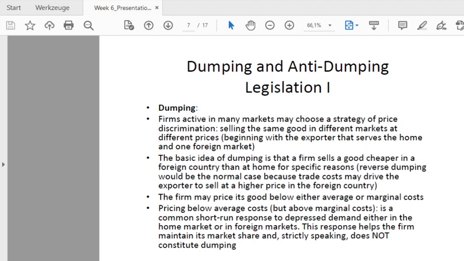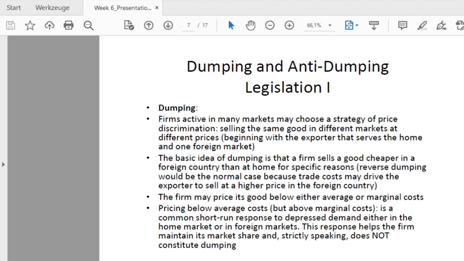So, you have an exporter that is also a producer and serves the home market and the foreign market. It is normal to see that the product is sold cheaper on the home market than on the foreign market. Because in the foreign market, you have additional costs. You have trade costs, transport, insurance, and all that. But the basic idea of dumping is that a firm sells a good cheaper in a foreign country than at home for specific reasons.